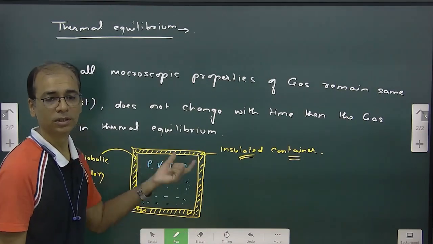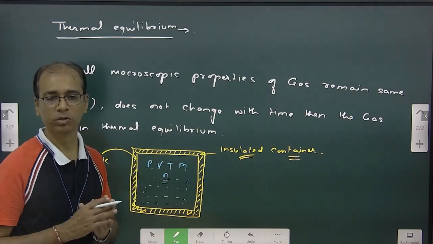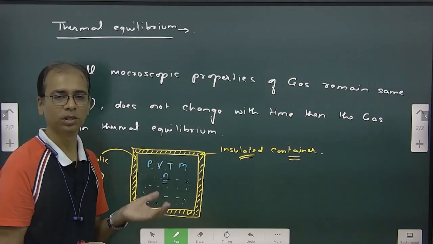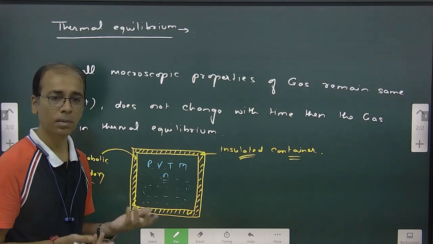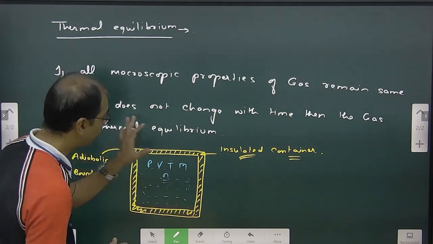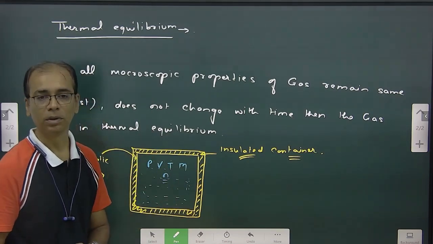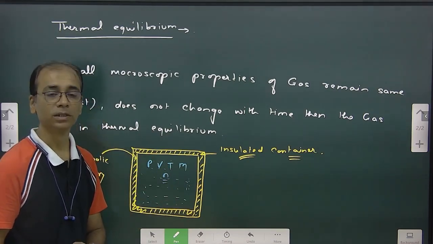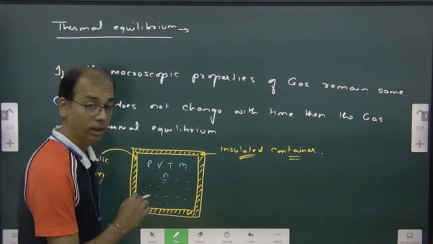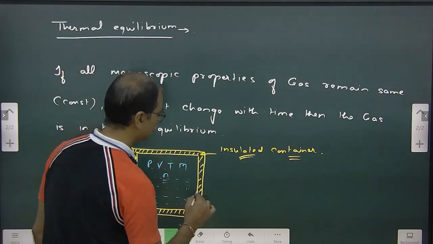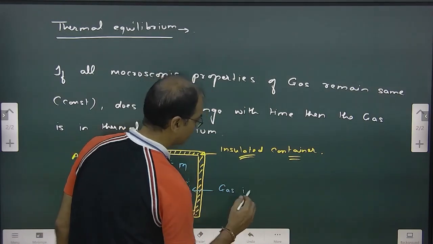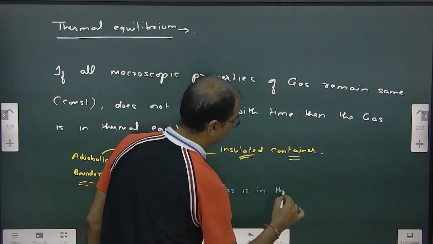Volume is constant, it's inside the container. And gas always occupies whatever amount of volume is available to it. So whatever the container's volume is, the same is the volume of the gas. Mass is also the same because it's not leaking outside, number of moles is the same. So all the properties are the same. So we can say that in this case, the gas is in thermal equilibrium. We made it in thermal equilibrium.